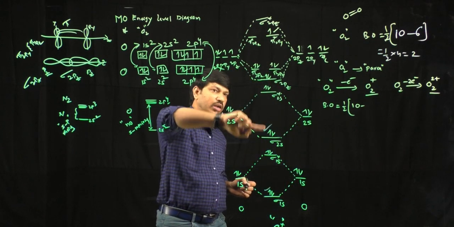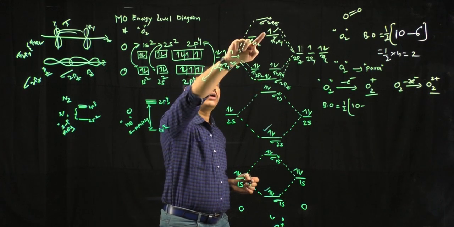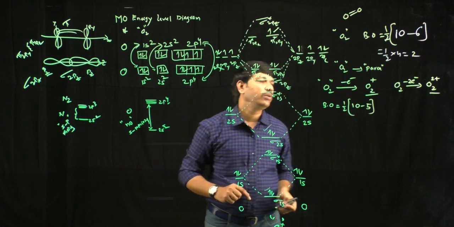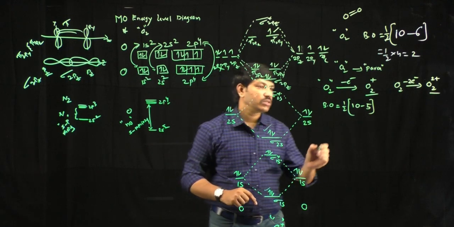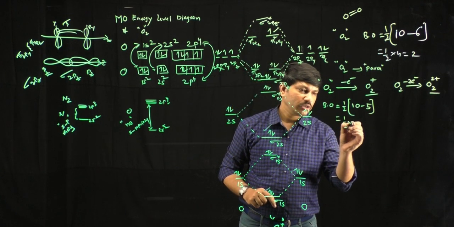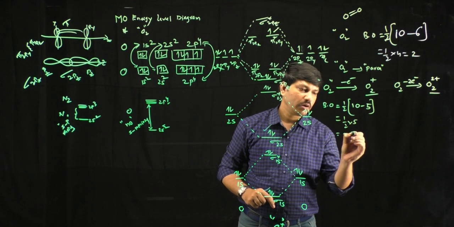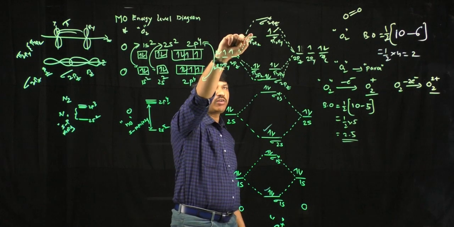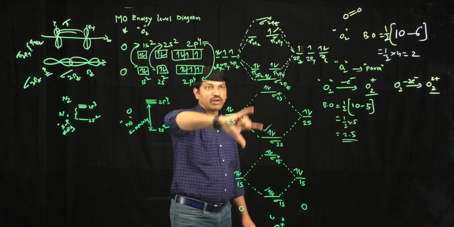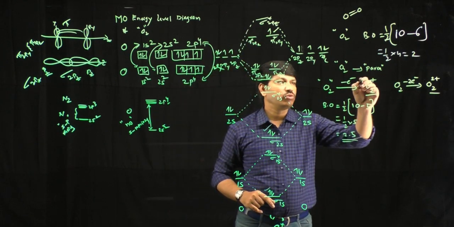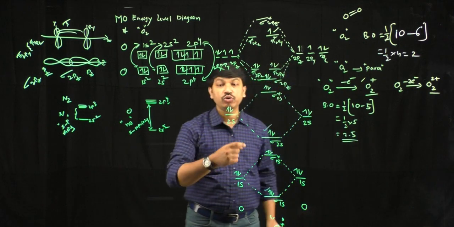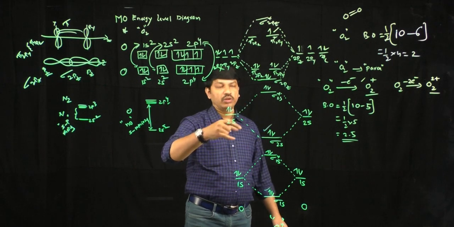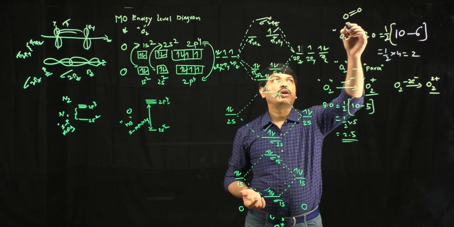Here we have 2 antibonding electrons, 2 antibonding electrons, 4, and here 1 antibonding electron. Now this time we have only 5. So this is half of 5, bond order value 2.5. So if we remove one electron from the antibonding level of the O2 molecule, there is a formation of the O2+ molecule having bond order value 2.5. That means the O2+ molecule is more stable according to bond order value when compared to the O2 molecule.